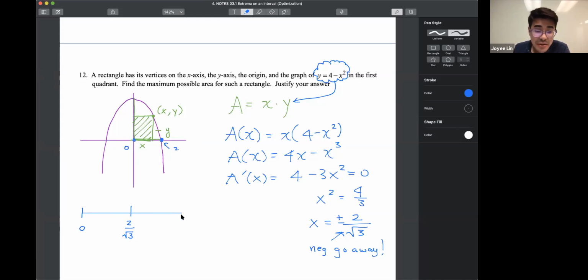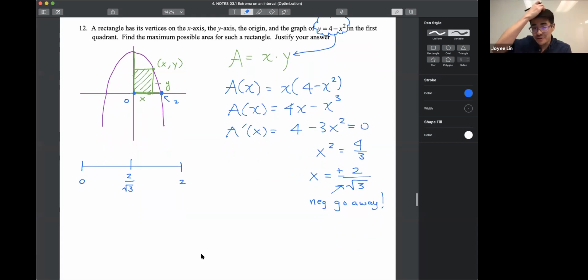So we can actually use bounding over here to figure this out. And then I'm going to invoke the second derivative as a justification. So let's take the second derivative of our area function. The second derivative of our area function, the 4 goes away, so we just get negative 6x. And what's the deal with negative 6x?